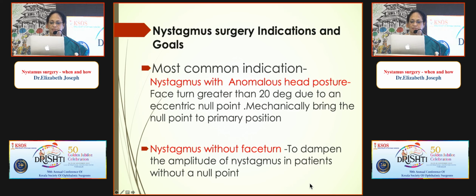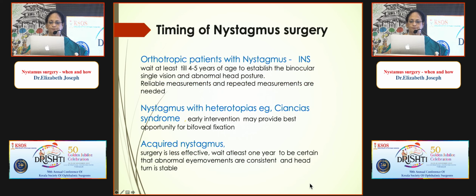In nystagmus surgery, the most common indication is nystagmus with abnormal head posture. If the face turn is more than 20 degrees due to a null point in one of the eccentric gazes, then this is the most common condition which is amenable to surgery. For nystagmus without face turn, we can do surgery, but the results are not as great as the ones with abnormal head posture. Coming to the timing of nystagmus surgery, that is very important.